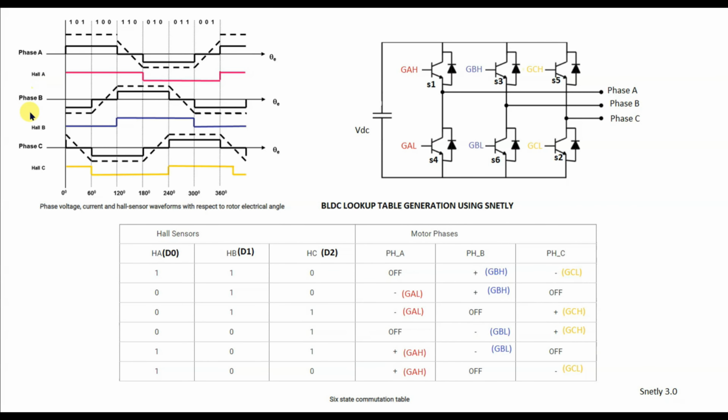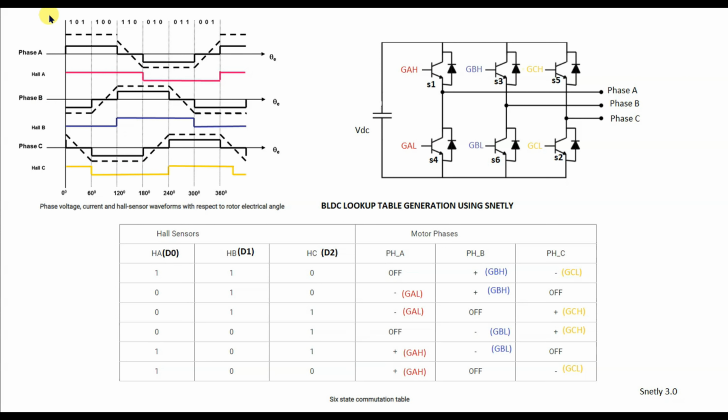Here you can see all the sensor signal waveforms of a BLDC motor, and this will be your 3 phase voltage source inverter, and this will be your commutation table in order to excite the motor based on all the signals. Now let me go with this one. For a BLDC motor, we have 3 signals, Hall A, Hall B and Hall C. So in binary representation we get 3 bits, so totally 8 states we will be getting from these Hall signals.